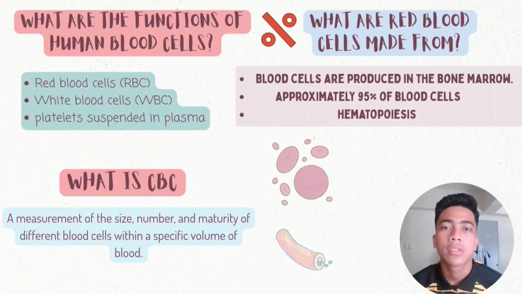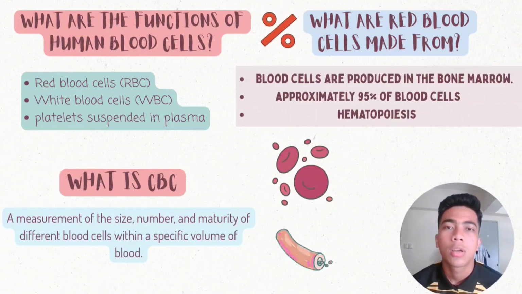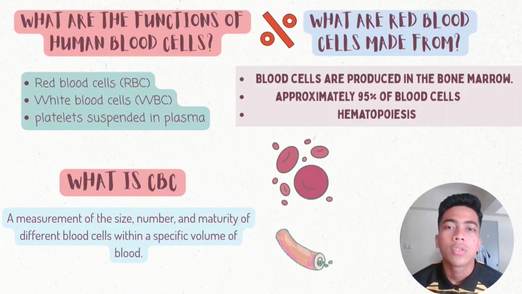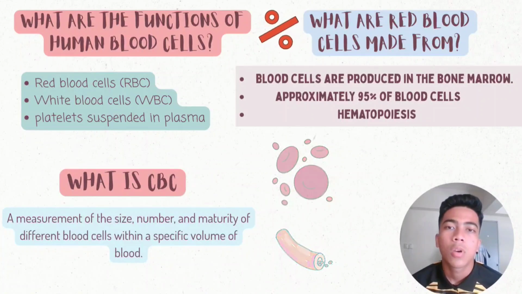So where do the red blood cells come from? These red blood cells come from the center of the bone marrow, which produces approximately 95% of red blood cells. The cells develop throughout the day, and this process we call the hematopoiesis process. In other words, there is the CBC, which is the complete blood count. This is a specific volume of blood that we can use to measure the size, number, or maturity of the blood cells in any type of blood.